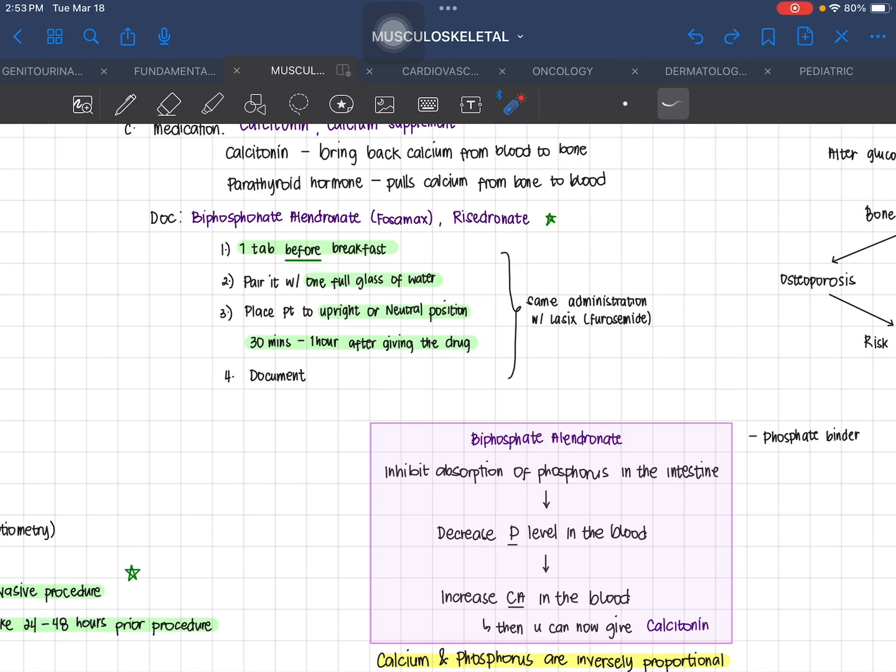To administer this, dapat 1 tab before breakfast. So, bago ka mag-almusal. Another is you have to take it with 1 full glass of water. And then, dapat after you give the drug, o after mo ma-administer na yung drug, dapat si patient ay naka-upright o neutral position o high Fowler's position 30 minutes to 1 hour after giving the drug. And then document.